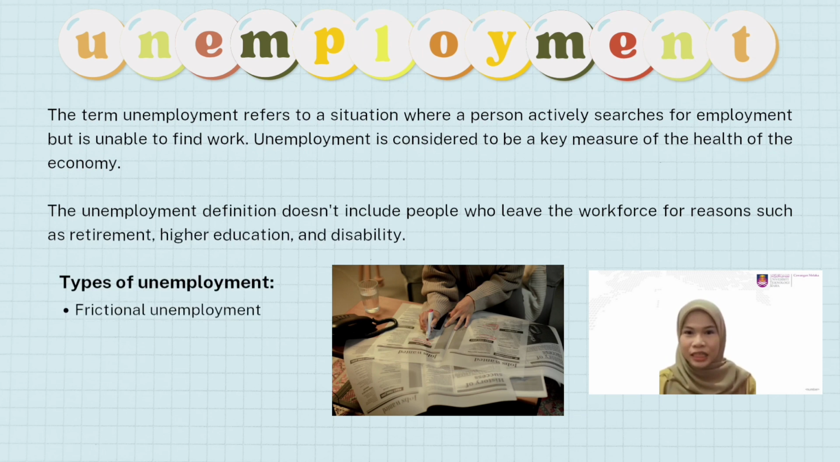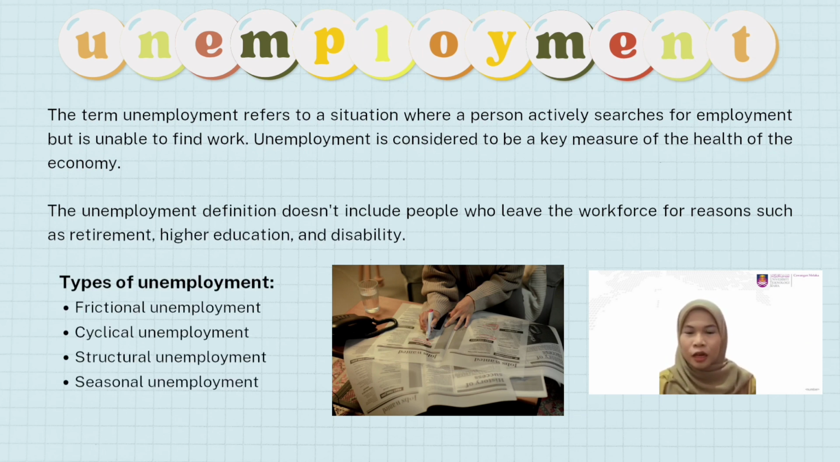What is the definition of unemployment? Definition of unemployment refers to a situation where a person actively searches for employment but is unable to find work. Unemployment is considered to be a key measure of the health of the economy. The unemployment definition doesn't include people who leave the workforce for reasons such as retirement, higher education and disability.